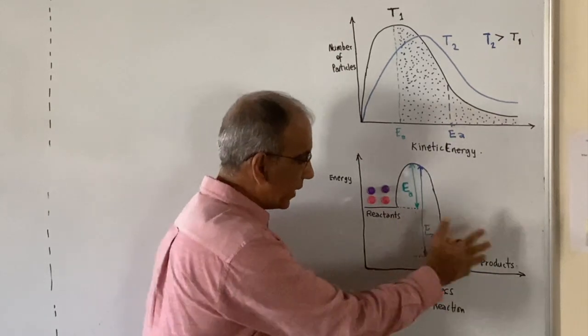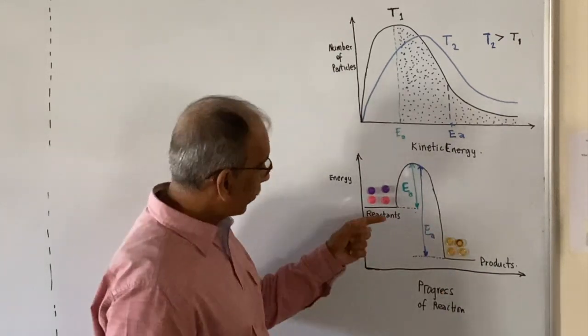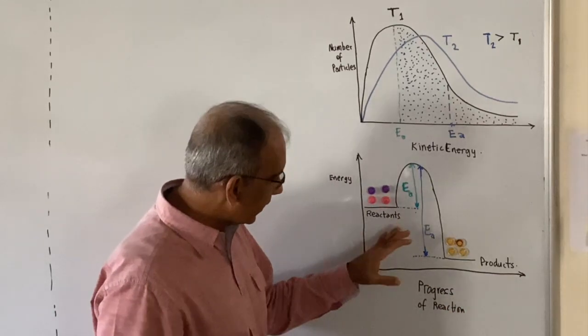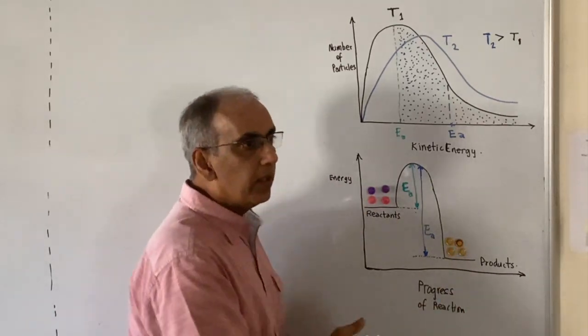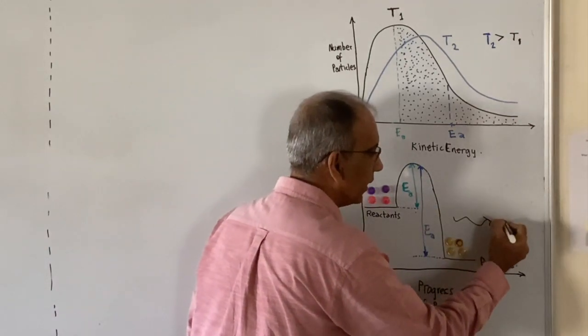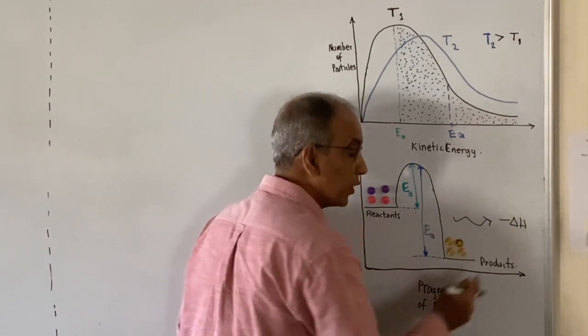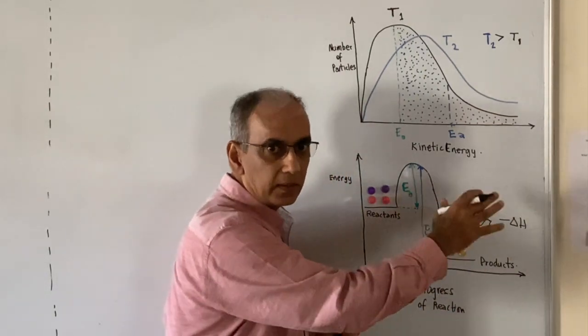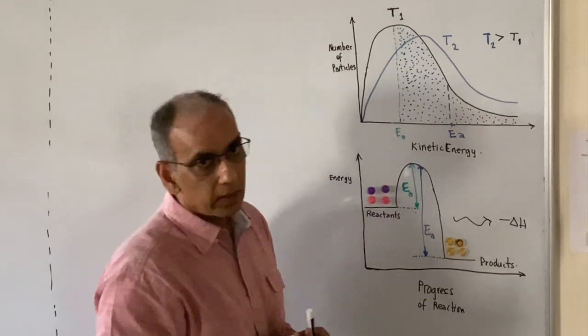And of course, in an exothermic reaction, the products have a lower energy level than the reactants. And it's this difference in energy that accounts for the fact that there is a release of energy in the exothermic process, which gives a negative enthalpy change, or a negative delta H, here as shown.